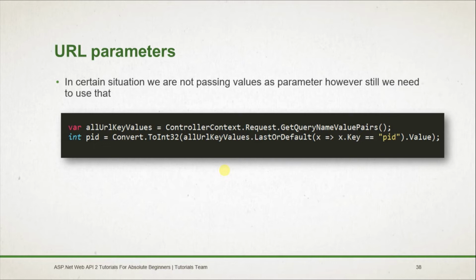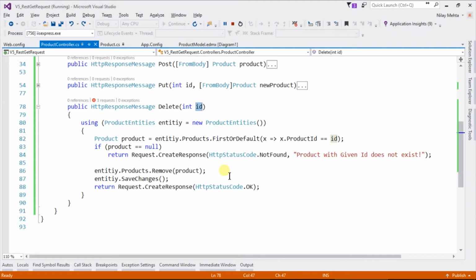In a certain situation, we are not passing the value as a parameter for the action, but still we need to use it. For this, we need to use the GetQueryNameValuePairs method of the Request object. Let's try.